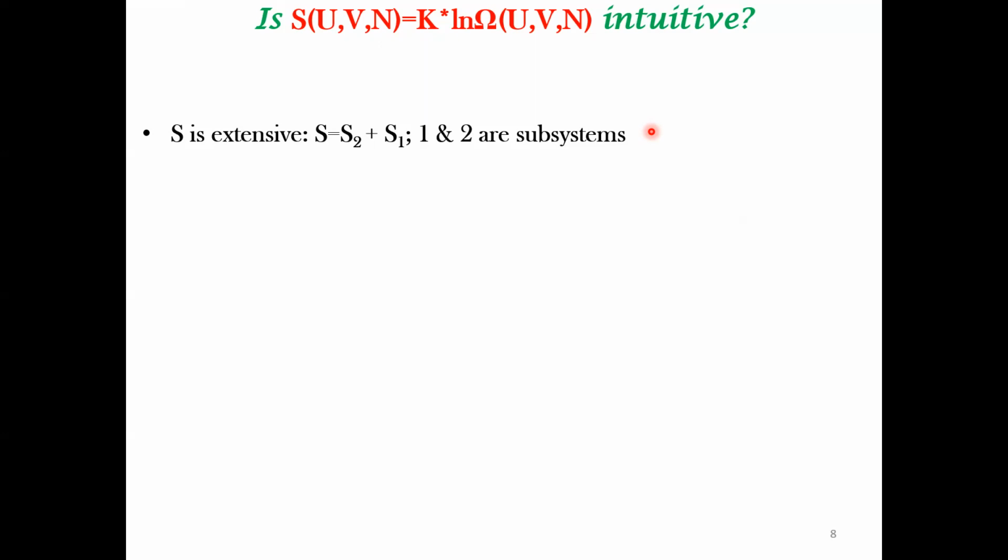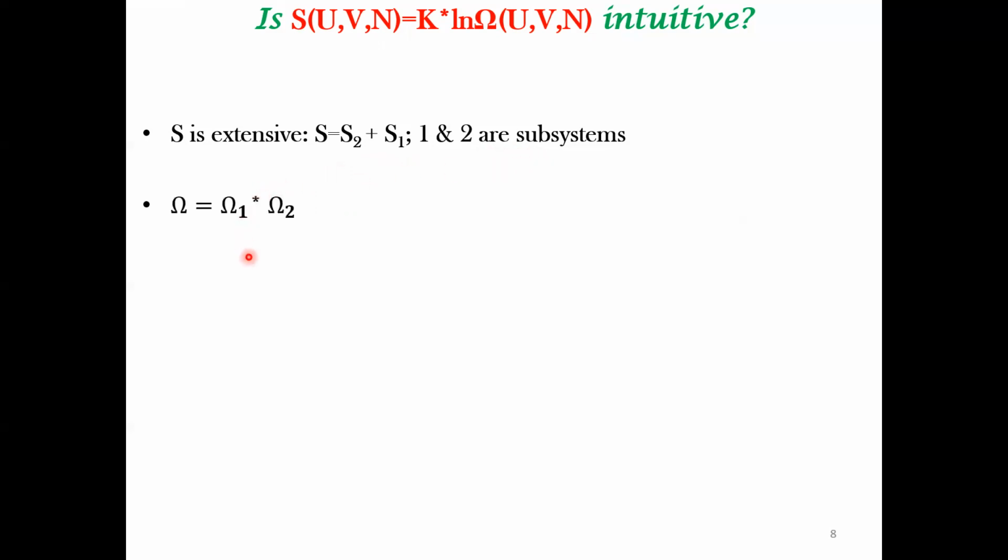It doesn't look so intuitive. This interpretation of entropy has some utility, but is this equation intuitive? One way of asking that question is, entropy is an extensive function. So if you have subsystems, you can write total entropy as S1 plus S2. 1 and 2 are subsystems.